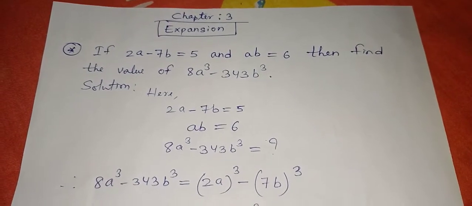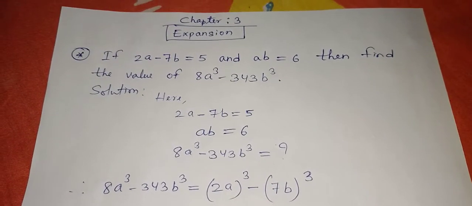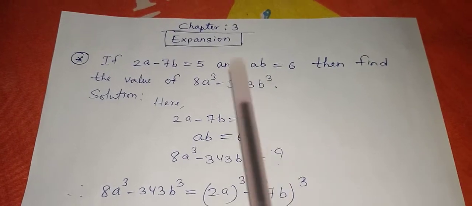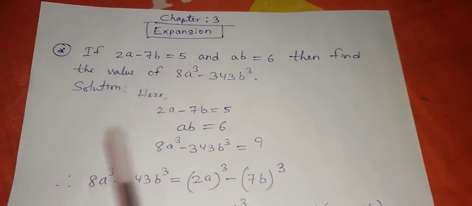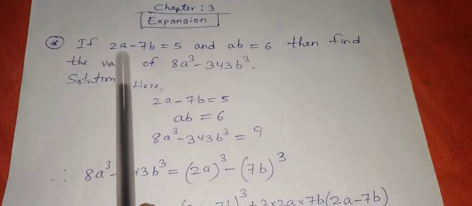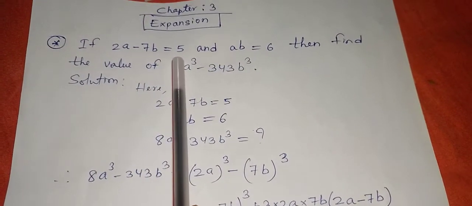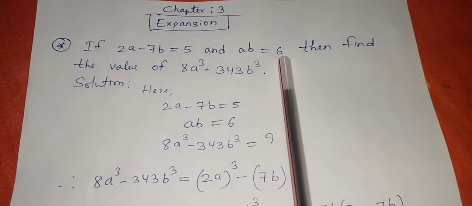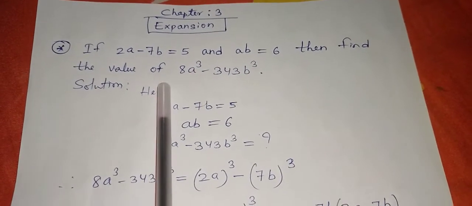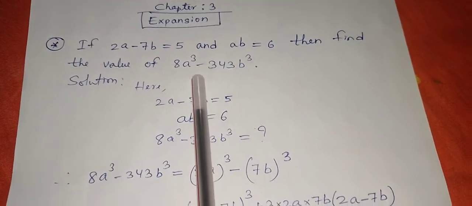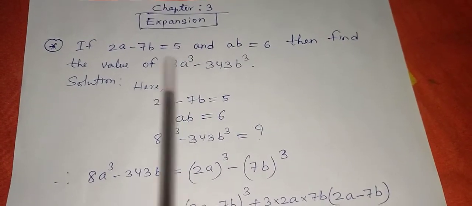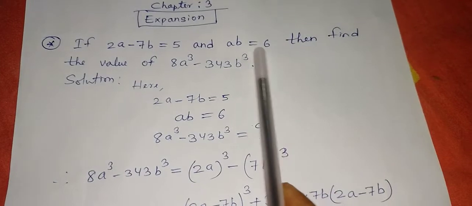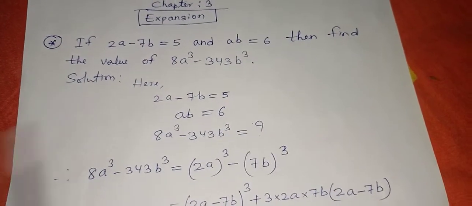Class 9 children, today we will learn some more important questions from the chapter 3 expansion. So here I have a question for you children. If 2a minus 7b equal to 5 and ab is equal to 6, then find the value of 8a cube minus 343b cube. So you can see these two values have been given, and you have to find the value of this.